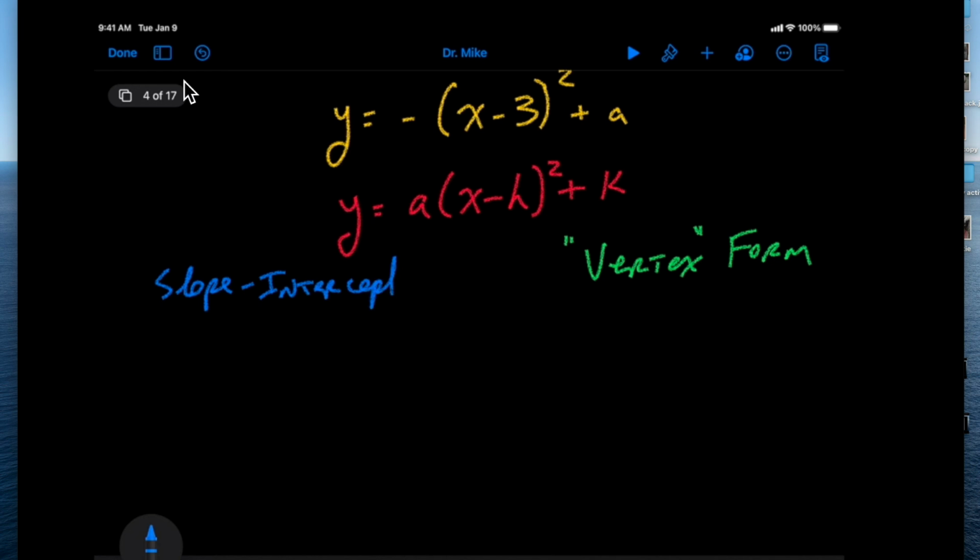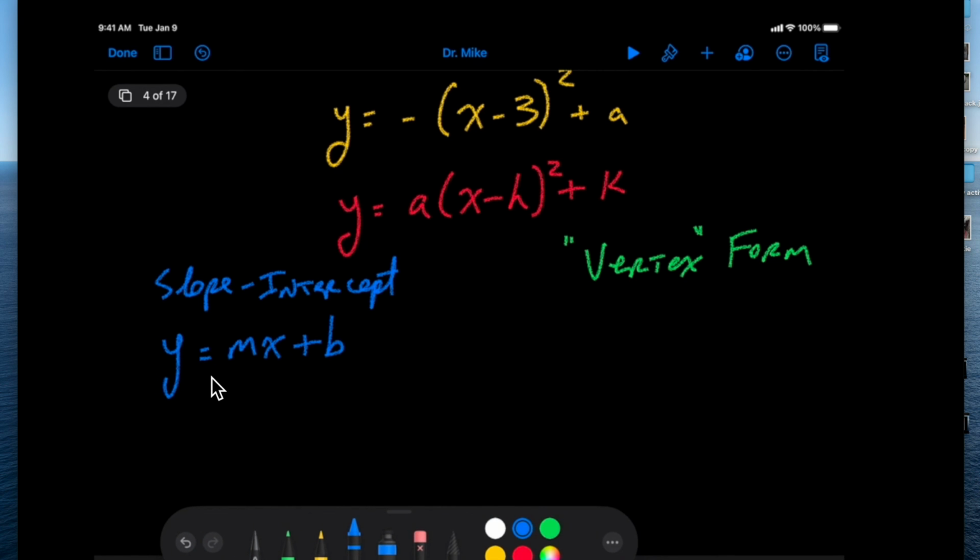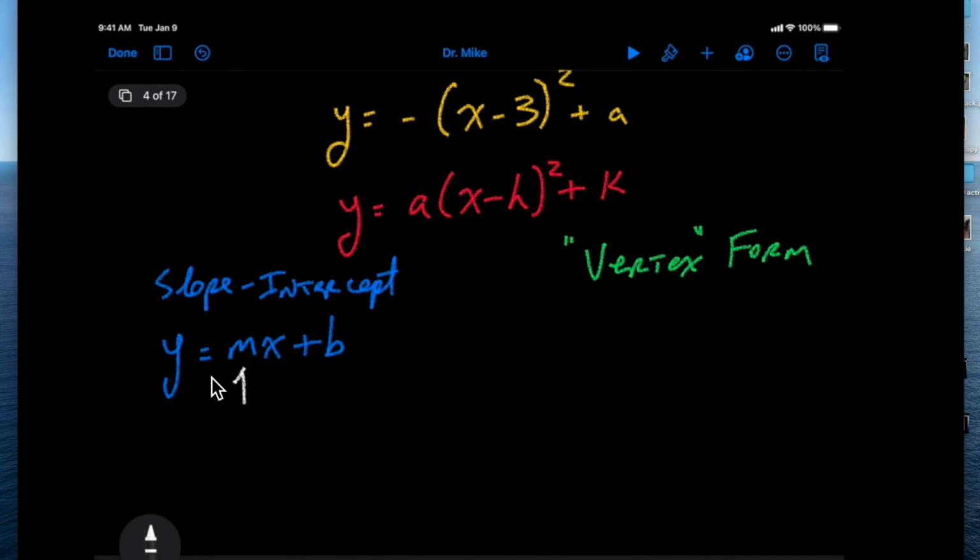Formula for a line, which is y equals mx plus b. So why do they call this the slope-intercept form? It's because you could see the slope, it's right here, and you can see the y-intercept right off the bat. That's where these terms come from. So here, we can see the vertex here.